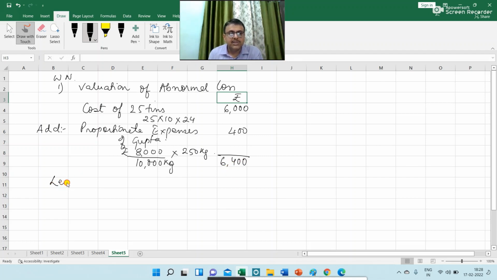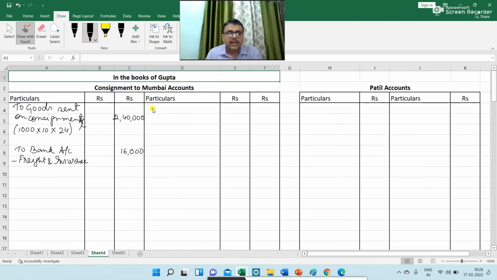Now, less insurance claim admitted, which is rupees 5,000. So the actual loss is 1,400. Here you need to write like this: by bank account, that is the insurance claim which was settled, rupees 5,000, and by profit and loss account, that is loss due to accident.